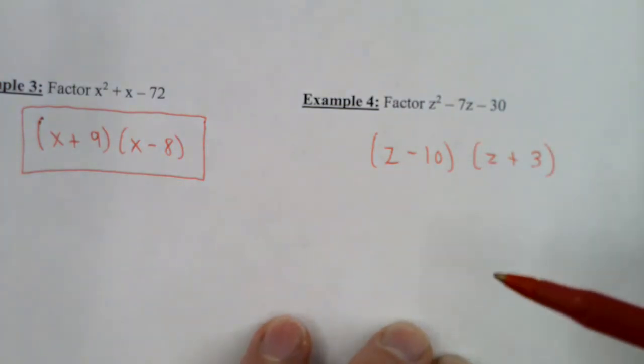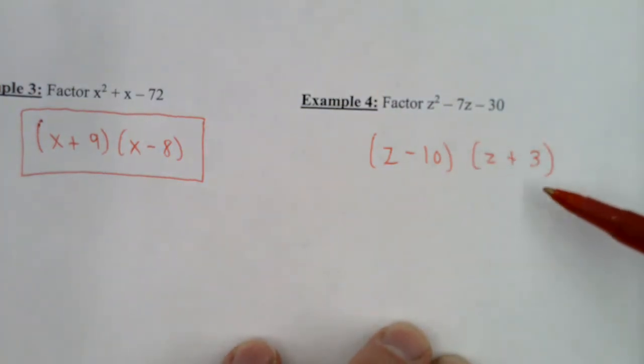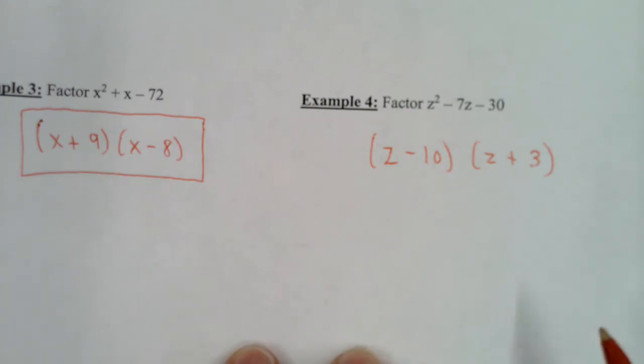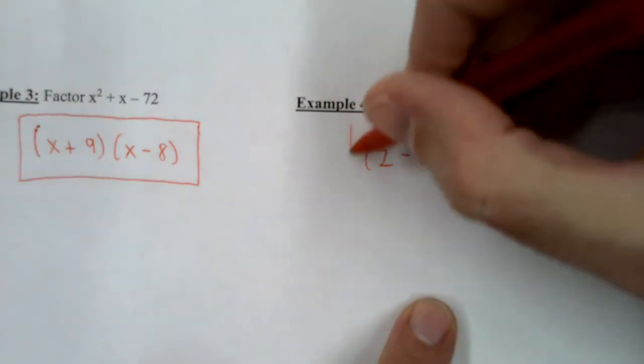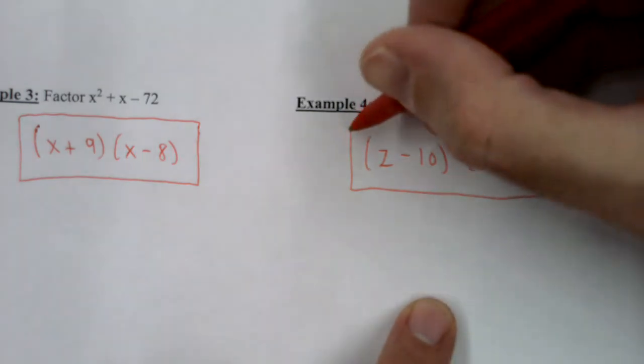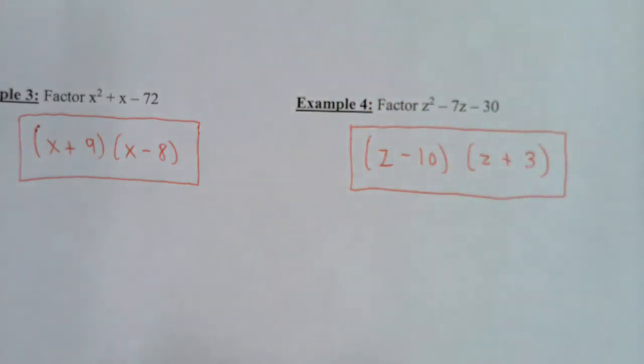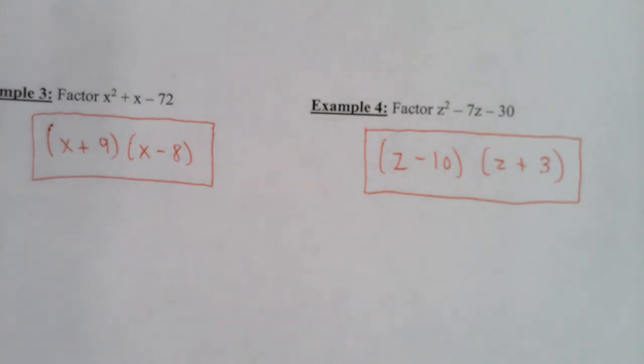Again, if you accidentally put plus 10 and negative 3, that's wrong because that does not add to negative 7. It has to be negative 10 and positive 3. So that is the answer. And that is how you factor quadratics when the leading coefficient is equal to 1.